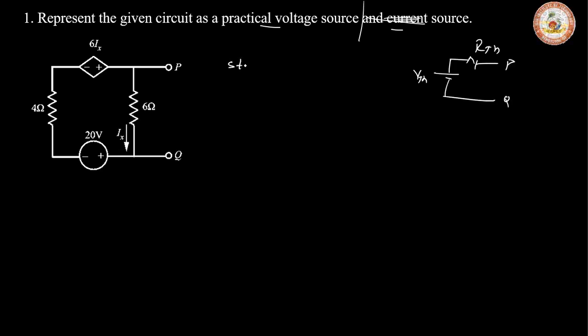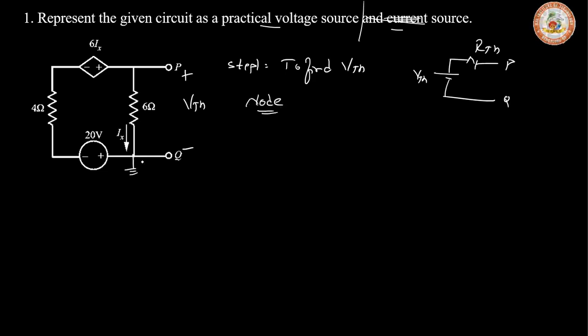Step 1 is to find VTH, where, assuming plus and minus for P and Q, VTH is the voltage across 6 ohms. When you observe through this window, you can find only the 6 ohm element. So the voltage across 6 is your VTH. Let us apply node voltage analysis, or you can also use mesh. I'll be applying both. However, in the exam, use any one method, either mesh or nodal. First let me apply node voltage analysis.